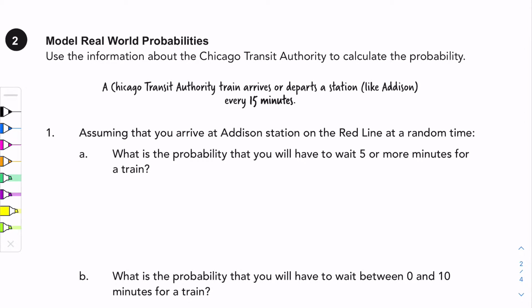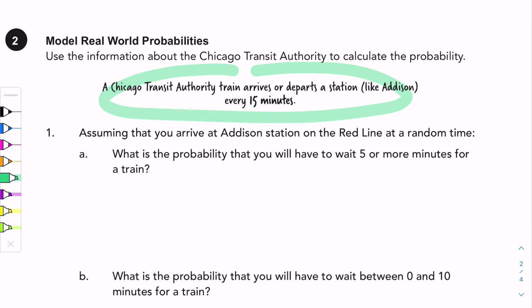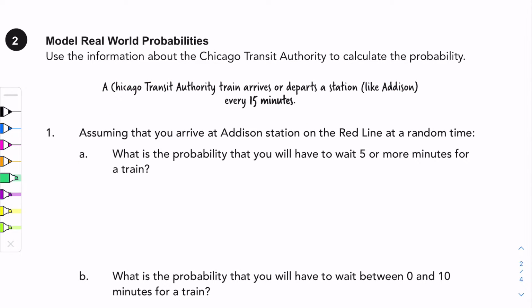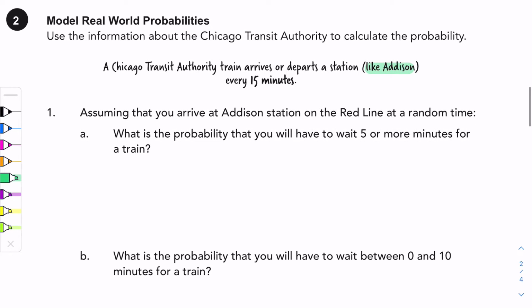Okay, we need to dissect this completely. So we need to go right back up and understand what the initial situation even is. It says a Chicago Transit Authority train arrives or departs a station like Addison, that's an example of a station, every 15 minutes. So I'm going to do a number line for this. Here's my number line. The train leaves every 15 minutes. So here we have 0 minutes, and here we have 15 minutes.